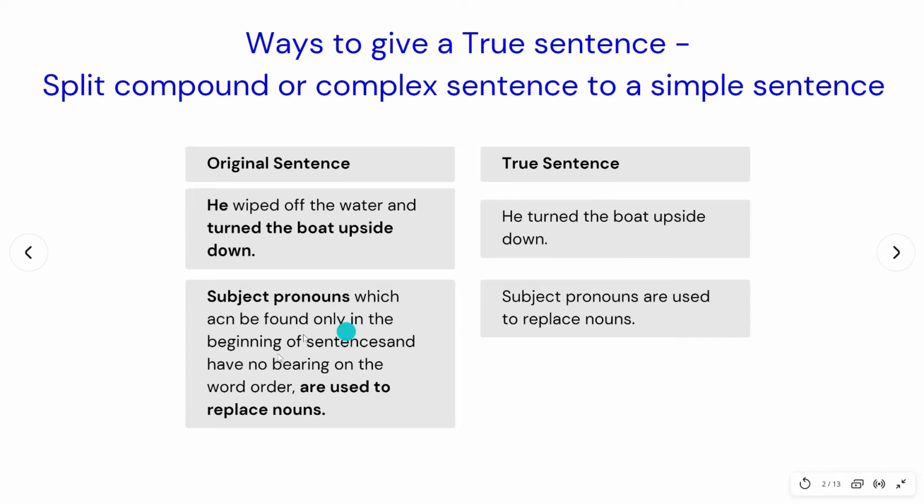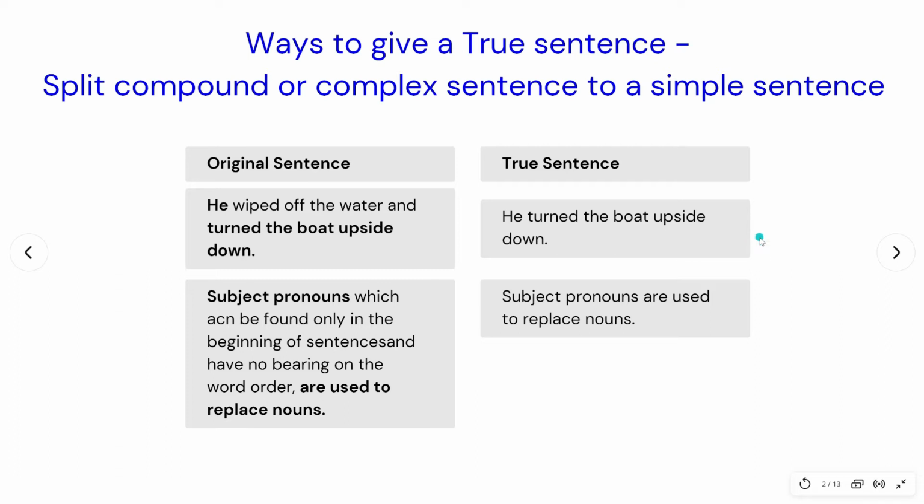Similarly, consider another statement: Subject pronouns which can be found only in the beginning of the sentence and have no bearing on the word order are used to replace nouns. Again, you can just cut short the sentence and rewrite it as: subject pronouns are used to replace nouns, by just taking the beginning and end of the sentence. So here we are splitting a complex sentence or compound sentence into a simple one. This is how we can generate a true sentence from a given statement.